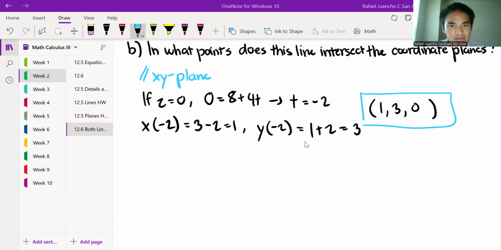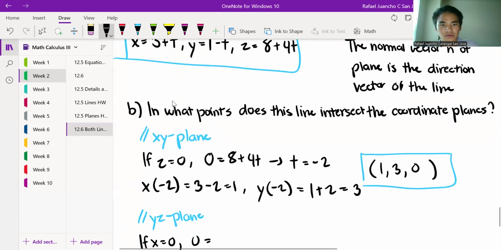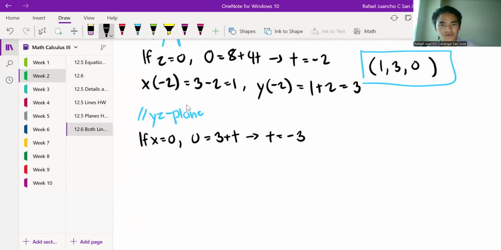Let's see what happens. And same idea. For the yz plane, we just make x 0. So here we solve for t. t is just -3. And then we can plug something in for y and for z.